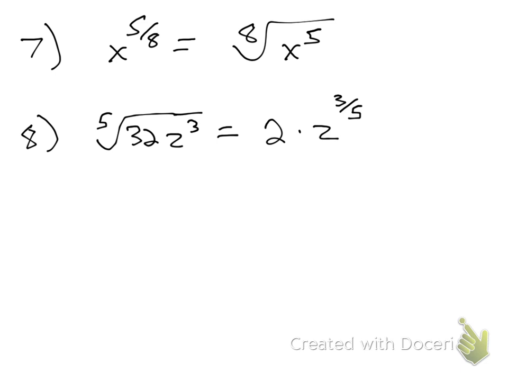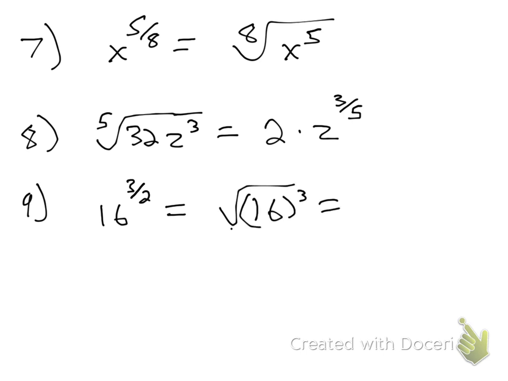Number 9. 16 to the 3/2. Well, if we put that in radical form, that would be the square root of 16 cubed. What's the square root of 16? 4. All right, so then someone do 4 cubed on the calculator for me. 64. Technically, on your calculator, you could put 16, do the caret button, parentheses, 3/2, and it'll give you 64.